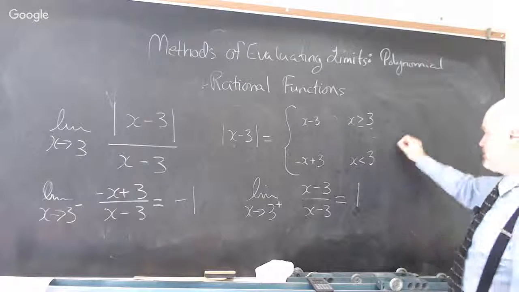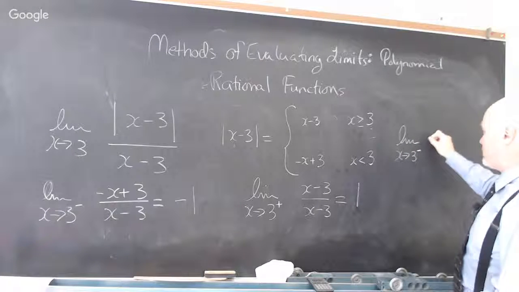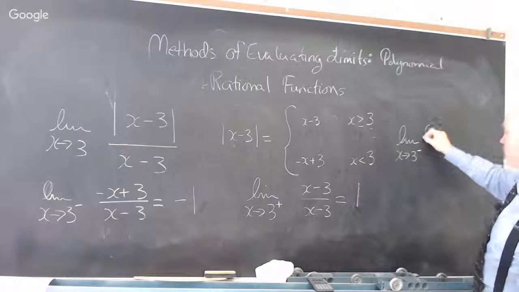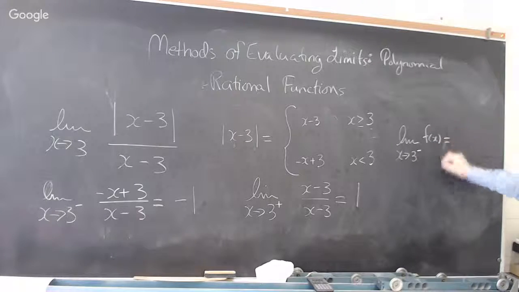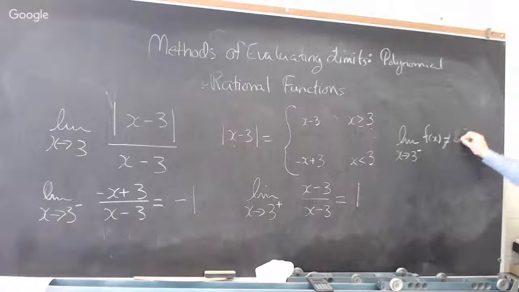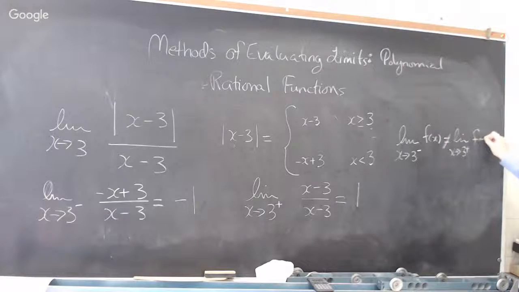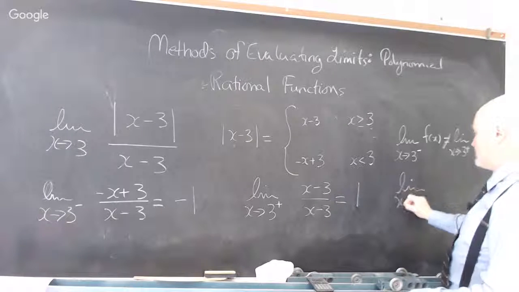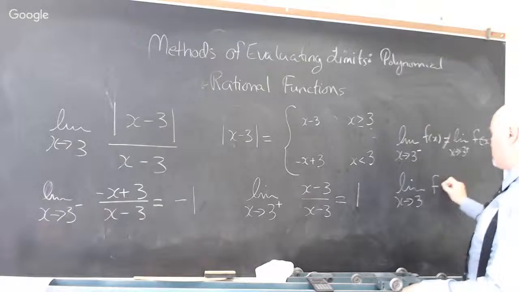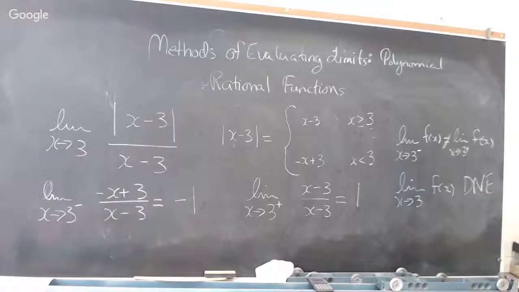And so the limit of the function as x approaches 3 from below is not equal to the limit as x approaches 3 from above. And so the limit does not exist. It fails to meet that criteria of approaching from above and below.